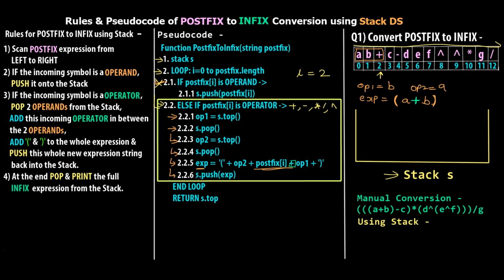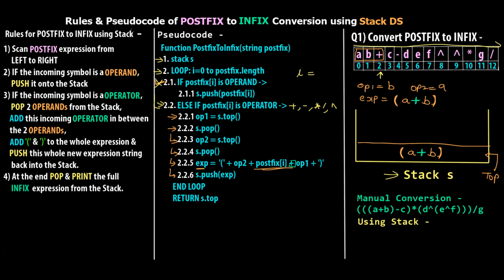And at 2.2.6 we say s.push this expression back into the stack. So I'm gonna take this same expression and push it onto the stack, and now this becomes the top of the stack. Okay. So after this, obviously the else if part is done. We will come outside the else if, end the loop over here, again go to the start, and i will now become 3. So I hope you understood how we went through this entire iteration where we made our very first sub-infix expression from these 3 characters.